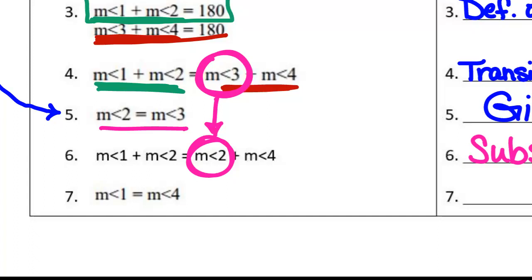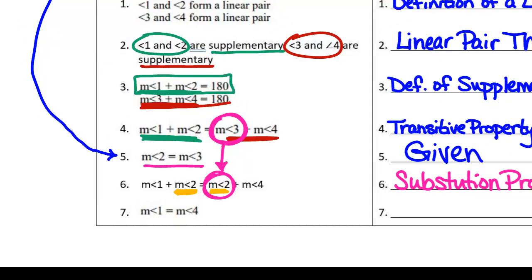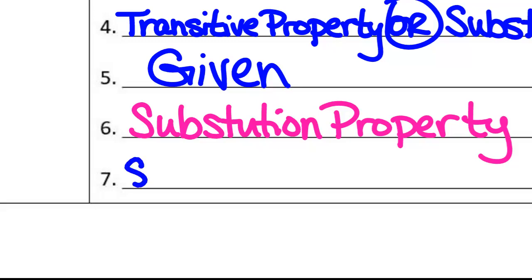What's interesting about statement number 6 now? There's angle 2 on both sides. If I have the exact same thing on both sides, what can I do? Subtract. So subtraction property of equality.